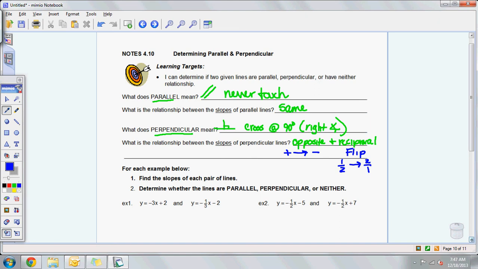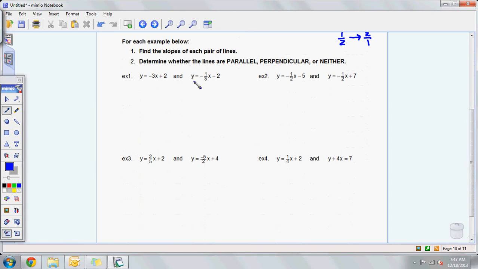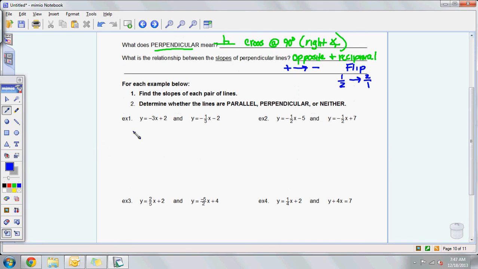All right, so let's see if we can identify. That's our first job here today. So we're going to find the slopes of each line, and we're going to determine if they're parallel, perpendicular, or maybe they're nothing. So the first two examples are written in slope-intercept form. All of these are going to be written like this, y equals mx plus b. So if you remember that format, you should know that the m, or the slope, is always right next to the x. So I have my two m's here. So the slope of my first line is -3, and the slope of my second line is -1/3.